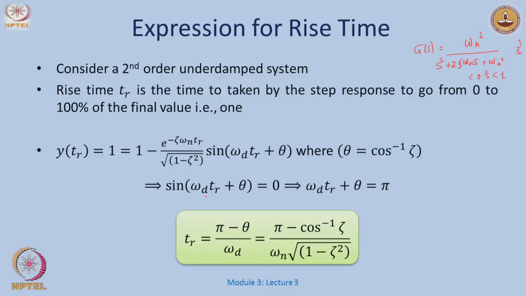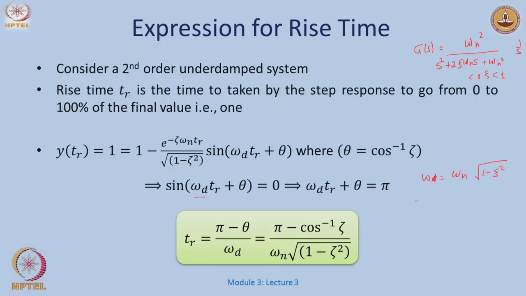sin of omega d. This is the damped natural frequency, which, if you remember, was related to the undamped frequency in this way. This was omega d. So when this goes to 0 for the first time, it means omega d times Tr plus theta equals pi, or Tr is just pi minus theta over omega d.